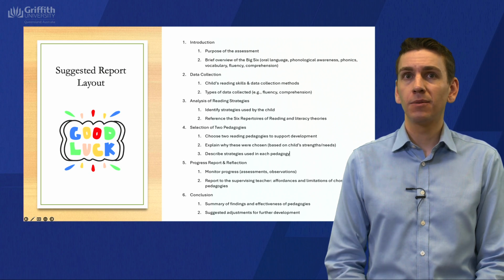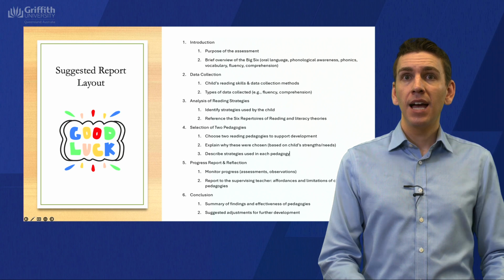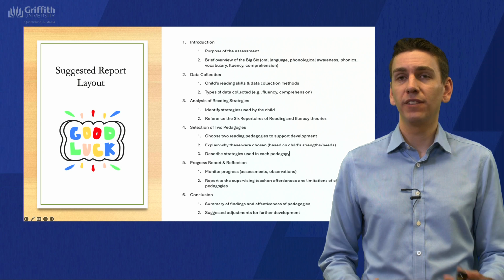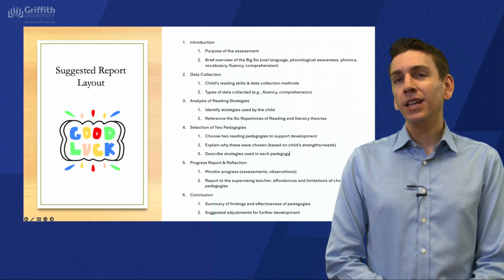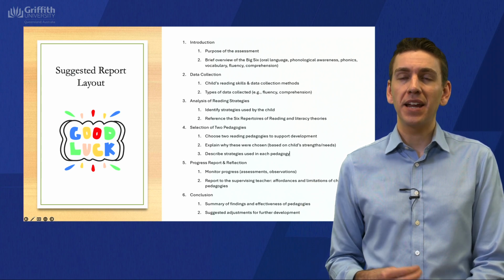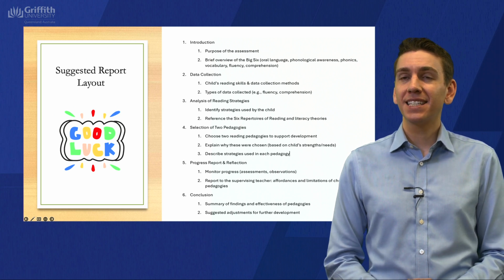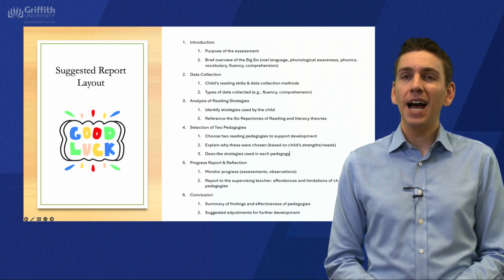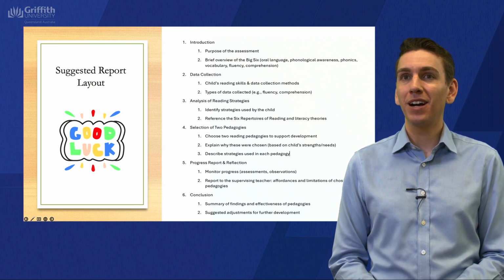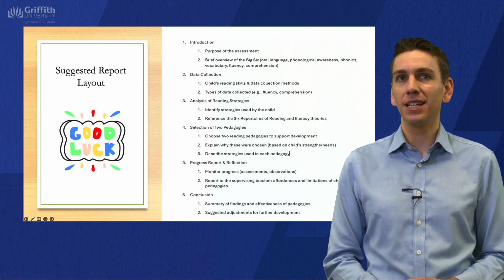Introduction, purpose, brief overview of the big six, that's showing your knowledge of it. Data collection, analysis, selection of those two pedagogies, progress, report, reflection, and then a conclusion. Please keep in mind references go first before the appendix list. That is proper APA format as well. Appendixes are not marked, so you might have several, and that's just going to further support what it is that you have been talking about. And it'll probably save some of your word count, because you can say see Appendix A, see Appendix B as well.